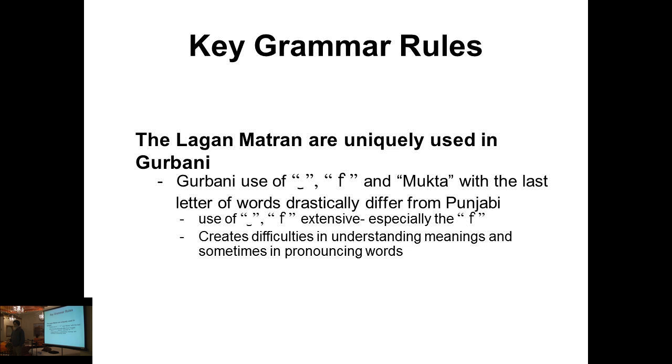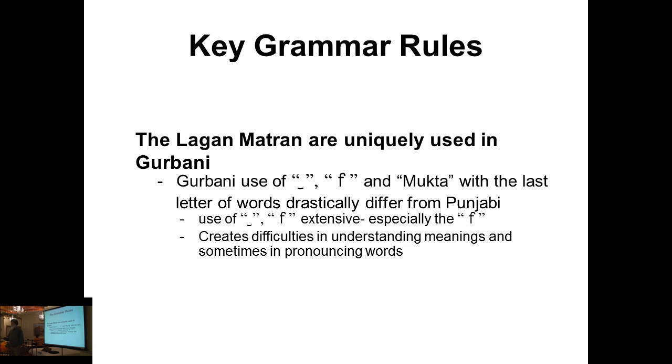So, for most of the words in each line, the last letter of that word is going to be either Mukta, or with Ankur, or with Siyari. If they are different from Punjabi, you can see where the difficulty comes in understanding the meaning. The word hukum, there are only two ways you can write it in Punjabi, hukum and hukma, as a matter of fact, that's it. In Gurbani, there are 12 different ways of writing hukum. So the meaning is different from Punjabi and from each other, in the way it is written in Gurbani.